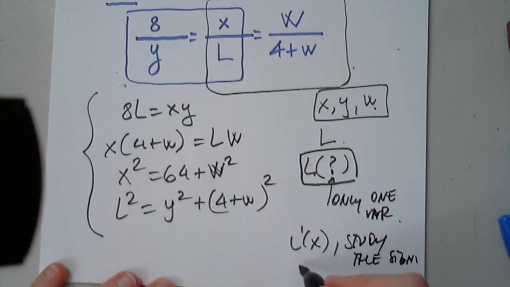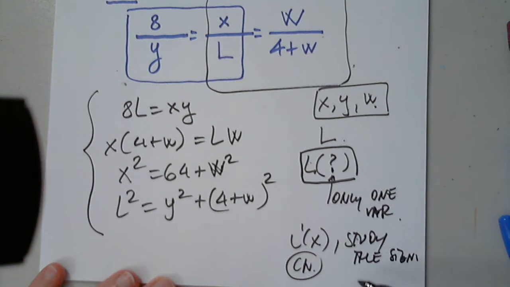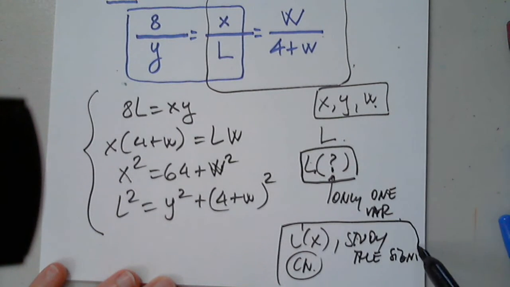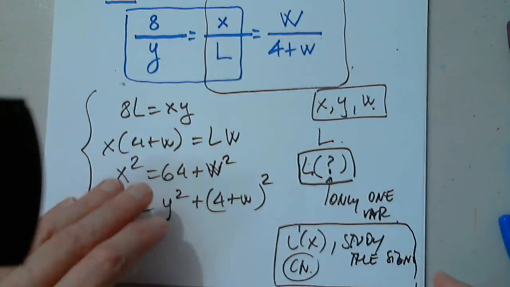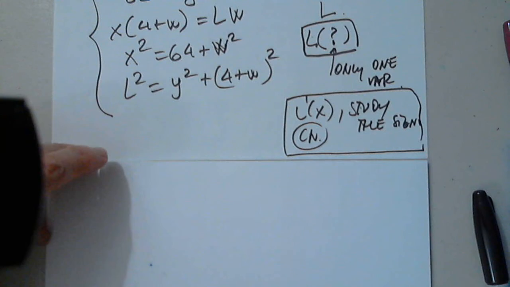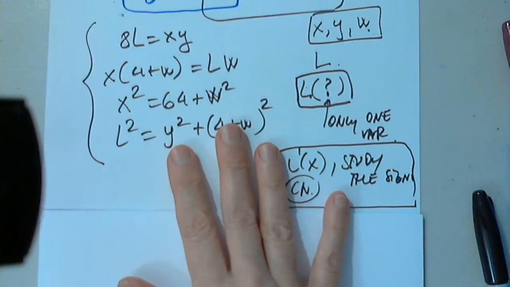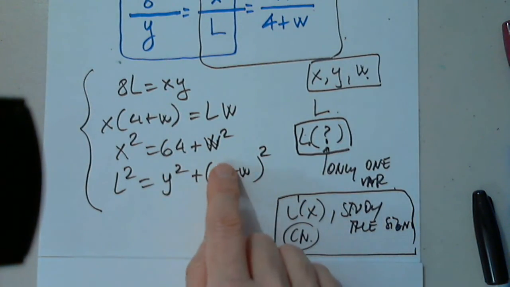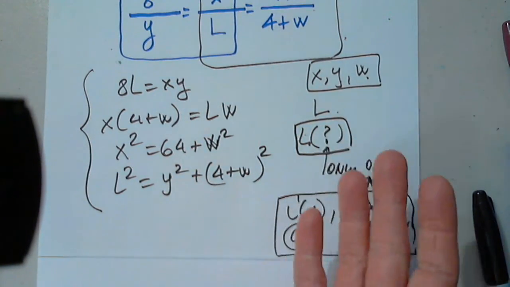Of course, a critical number. So L prime, critical number, set equal to 0 or undefined, and then study the sign. Okay? So let's see how algebraically we get rid of everything and we just get L of a variable. That's all there is to it, because we don't have the function yet. I'm looking to see, I don't know which will be the shortest path. I haven't looked at the problem.